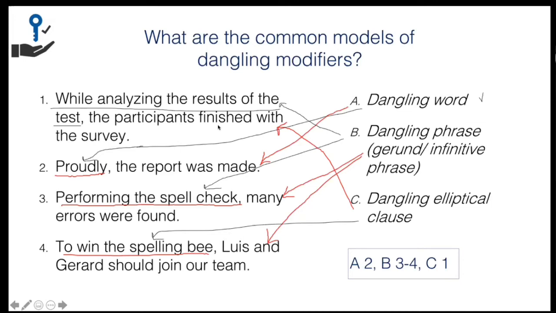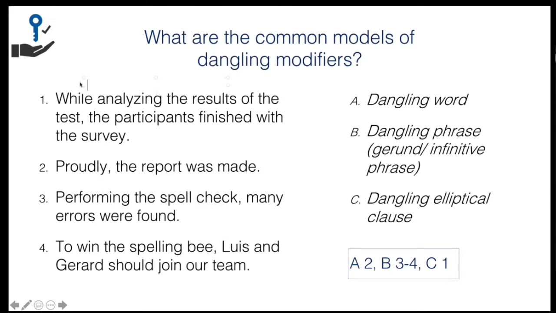Why is it elliptical? Because it's a dependent clause, right? And in its full form: while, for example, we were analyzing the results of the test, the participants finished this survey. So something is missing from the full clause. That's why it's called an elliptical clause. You can simply call it a clause. Anyway, it's still dangling because we don't know who is doing it.